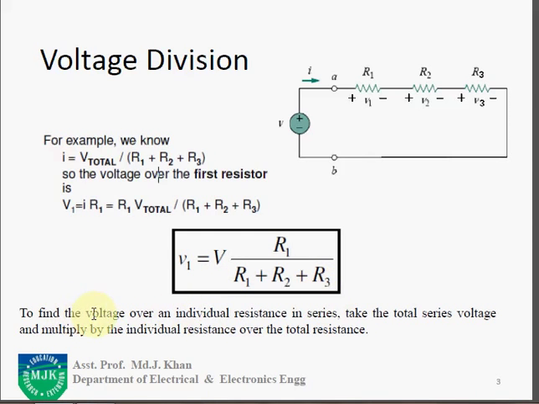So to find the voltage over an individual resistance in series, take the total series voltage and multiply by the individual resistance over the total resistance.